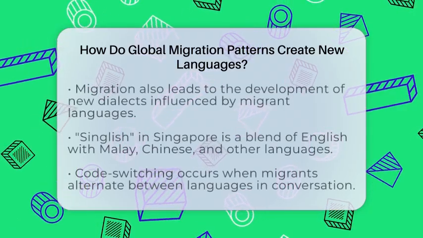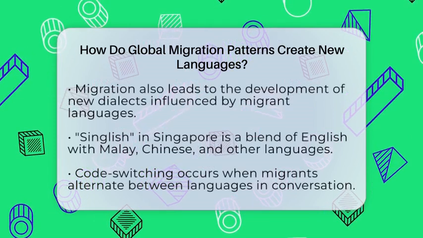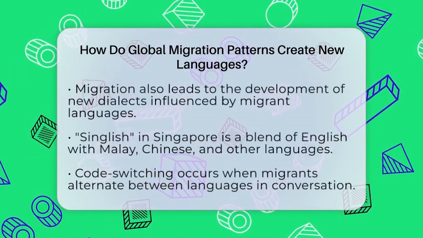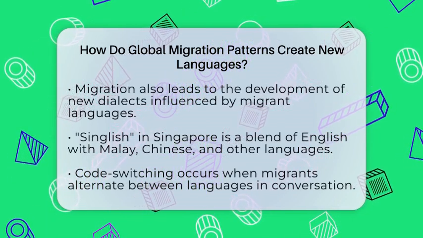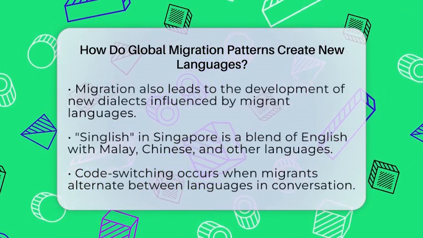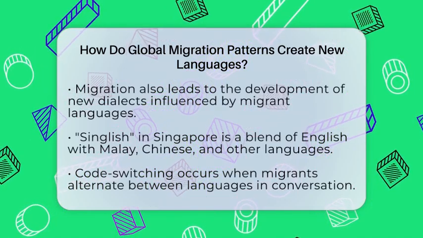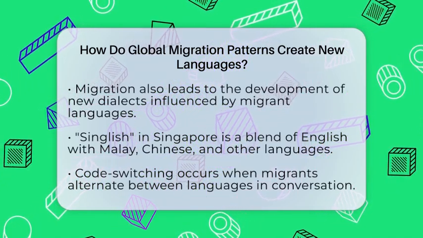These are variations of a language influenced by the languages spoken by migrants. For instance, Singlish in Singapore blends English with Malay, Chinese, and other languages. This shows how diverse groups can shape language together.